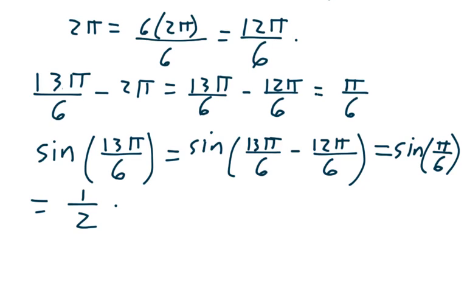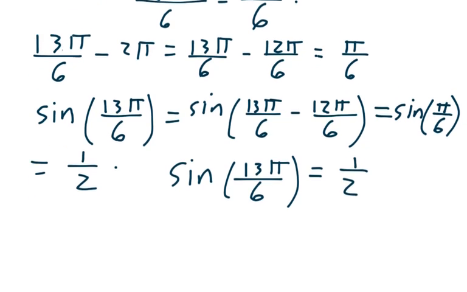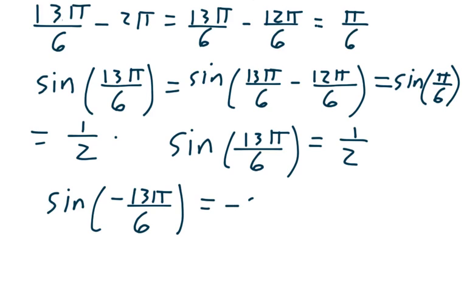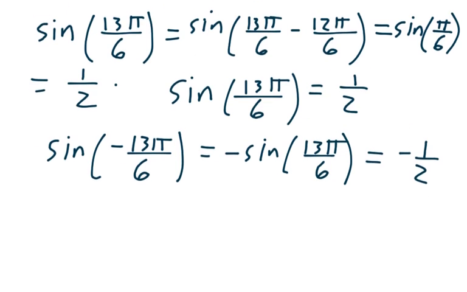So altogether, we have sine of 13 pi over 6 is equal to sine of pi over 6, which is a half. So that tells us if you did sine of negative 13 pi over 6, that's negative sine of 13 pi over 6, which is negative 1 over 2.